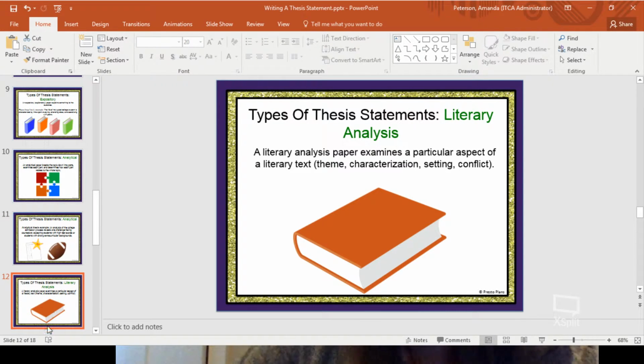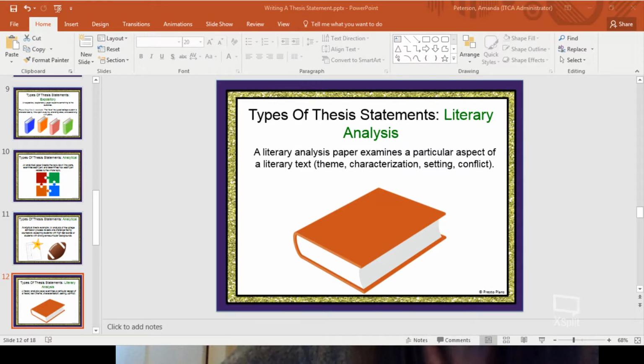Okay, another type is literary analysis. A literary analysis paper examines a particular aspect of a literary text, such as theme, characterization, setting, and conflict. A lot of you do this, whether it be an essay or even paragraph writing. A lot of your questions in Odysseyware ask you this, so this is kind of important to know. So let's look at an example.